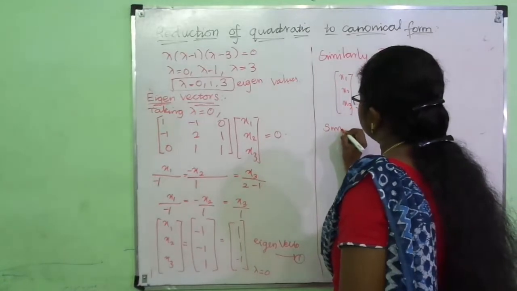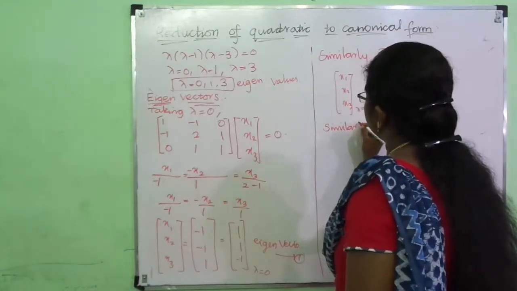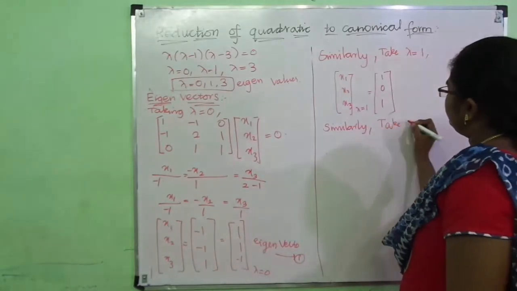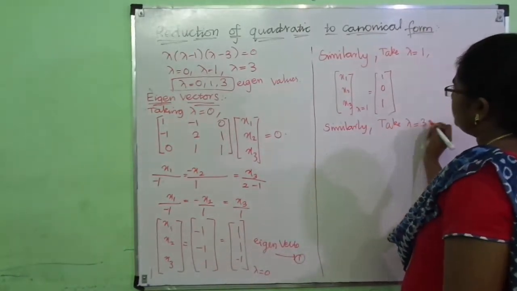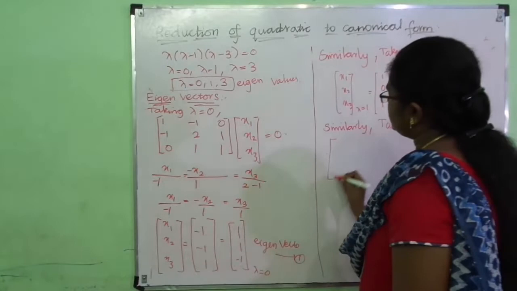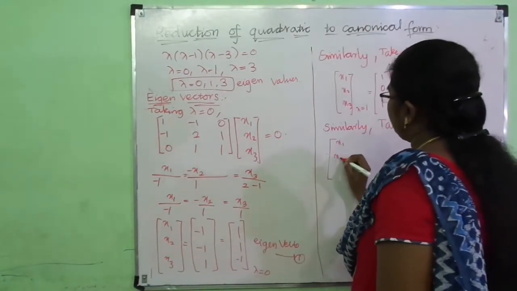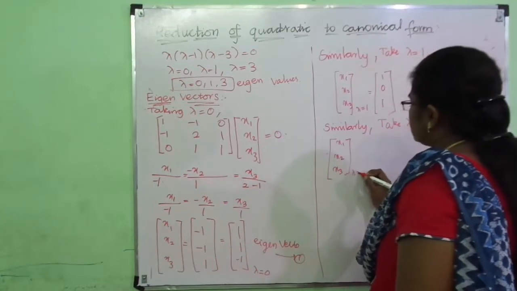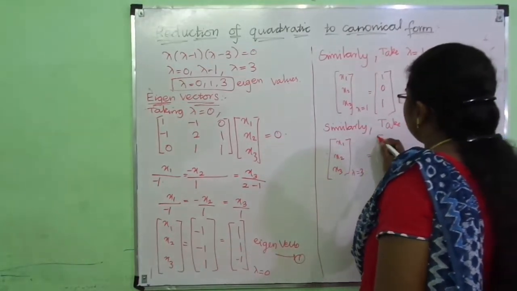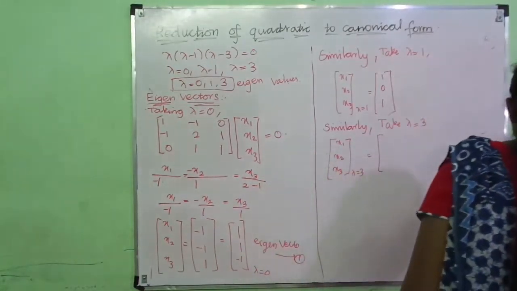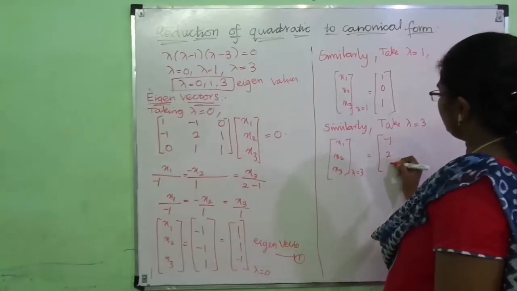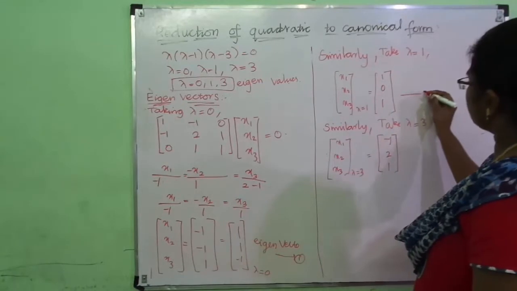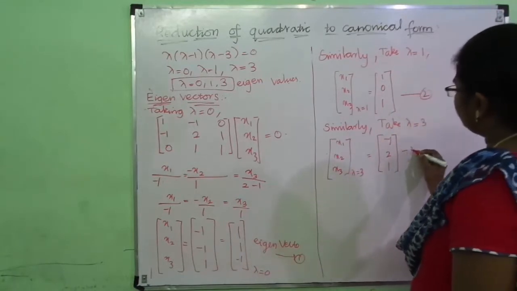Similarly, take lambda is equal to 3 and repeat the same steps, and you will get the eigenvector which corresponds to lambda equal to 3, that is our eigenvalue. The eigenvector will be minus 1, 2, 1. These are equations 2 and 3.